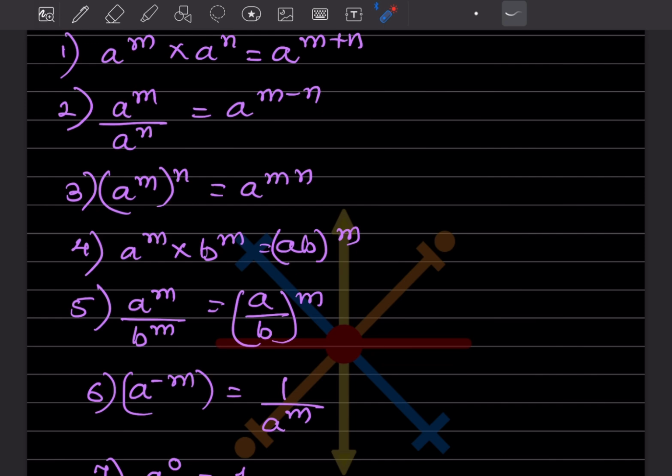Now here again you can see a raised to m divided by b raised to n. So you can see the power is the same, the base is different. What you can write here is that you divide the bases, but write the power only once. So that is same as a raised to m divided by b raised to n. So be careful with both of them.